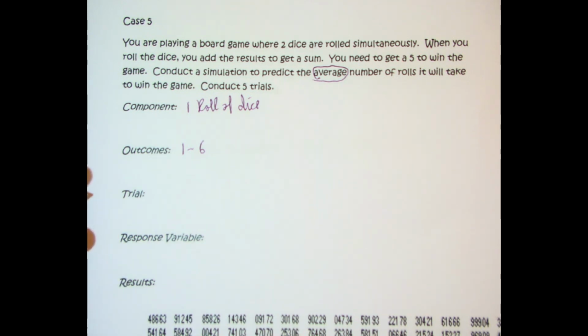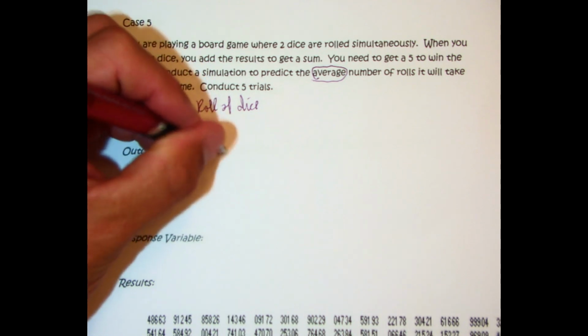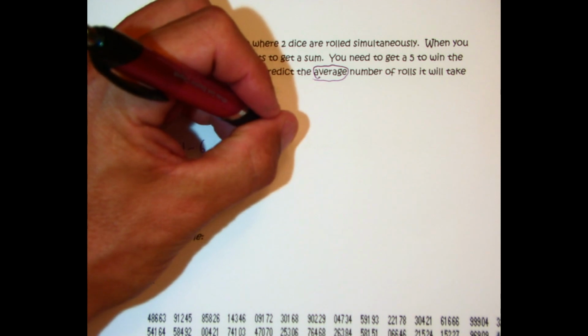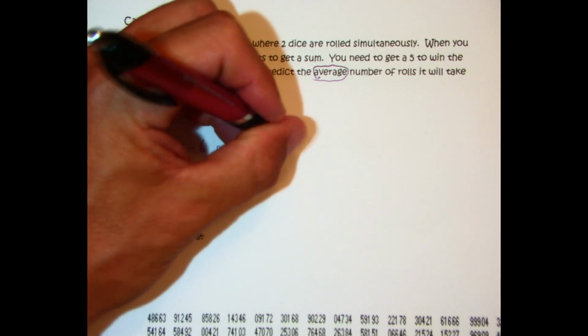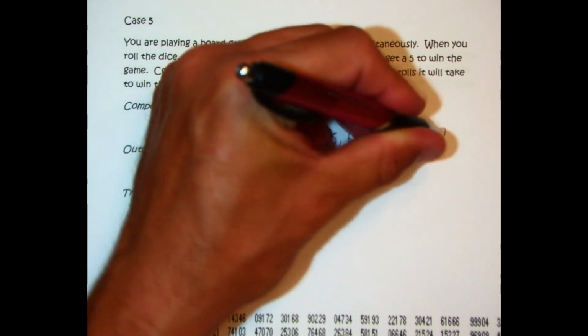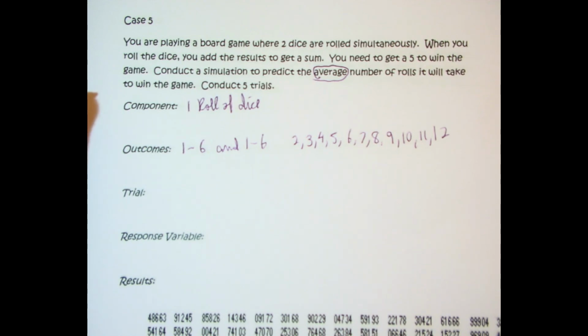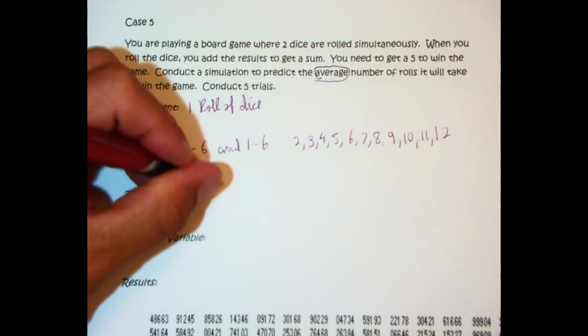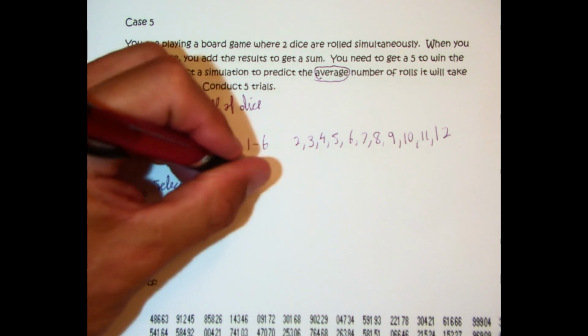Actually, the outcomes you can have on each dice are 1 through 6, and 1 through 6. So really, the outcomes we can have are 2, 3, 4, 5, 6, 7, 8, 9, 10, 11, and 12. We roll 2 dice. Okay. The trial is we're going to select 2 random 1-digit numbers.